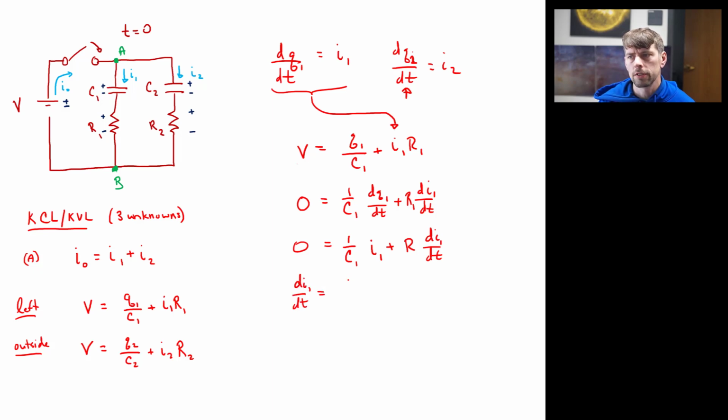So I'll move that to the other side. I get a negative I1 over RC. Or if I prefer, I get the derivative dI1 over I1 equals negative dt over R1C1. And you know from doing all of our integration stuff from the charging capacitor, that means that I1 as a function of time is equal to some constant e to the negative t over R1C1.